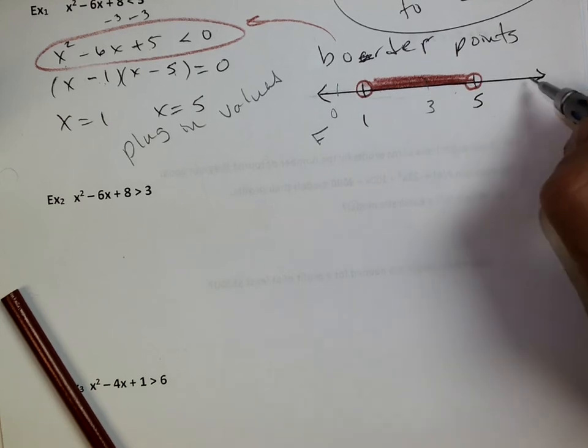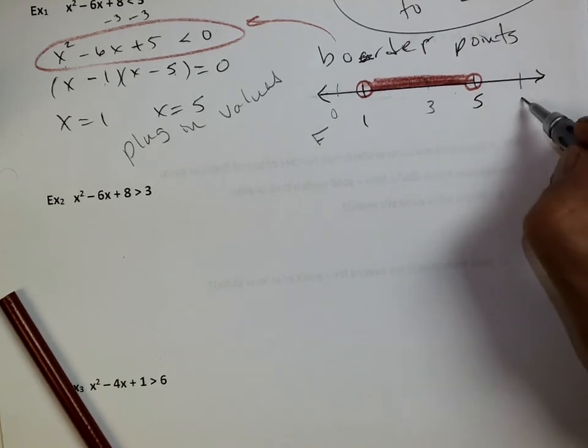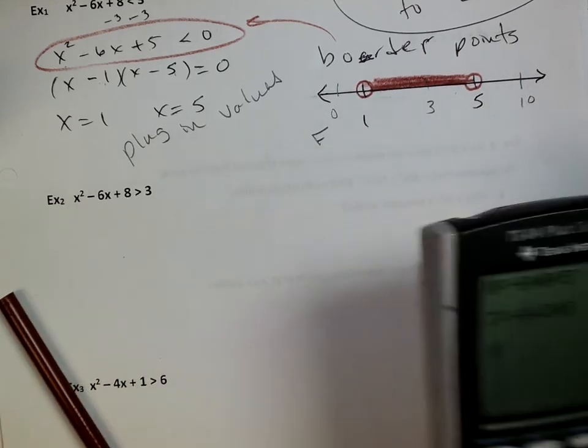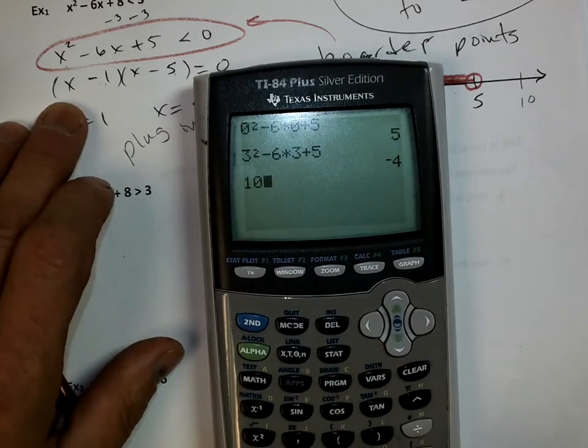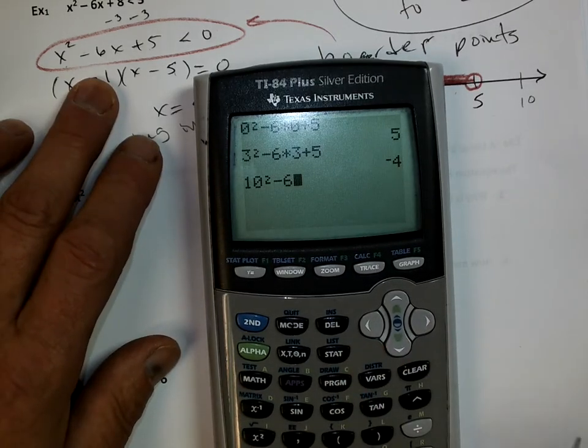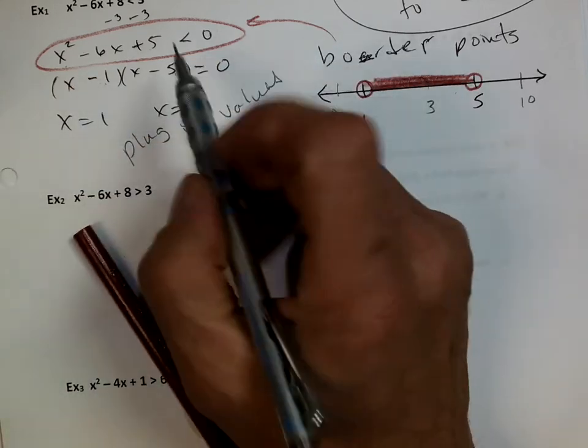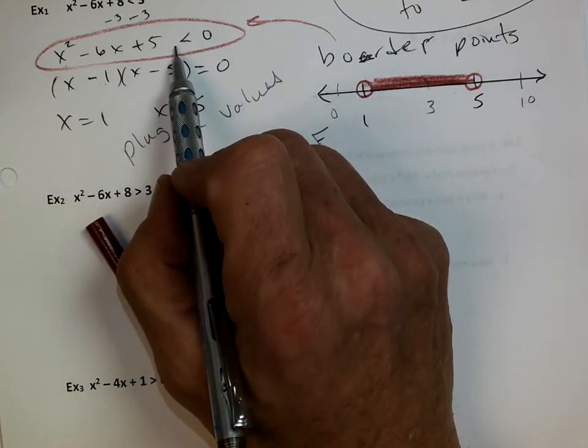Then let me test a value over here. 10. Okay, 10. Why not? So plug it in. I go, okay, what's 10 squared minus 6 times 10 plus 5, and I get 45. Is 45 less than 0? No, so don't shade it.